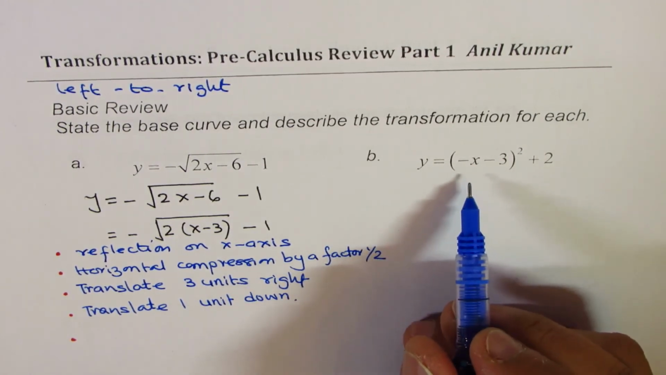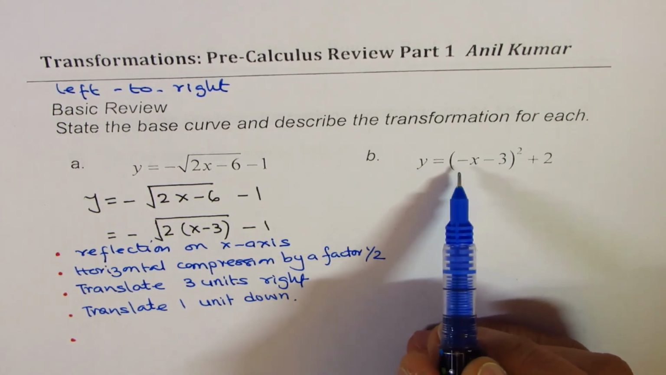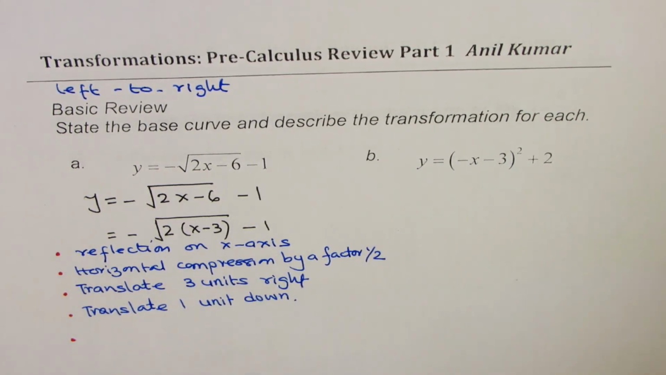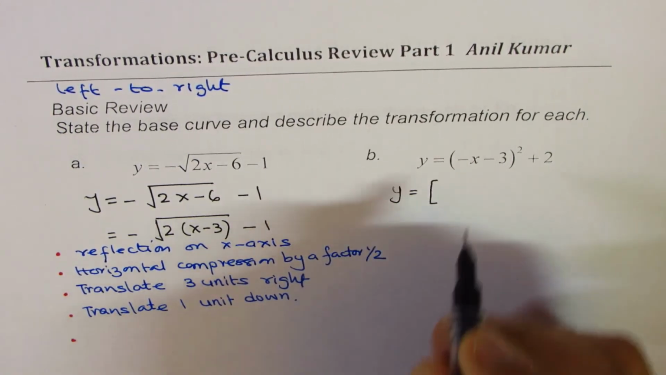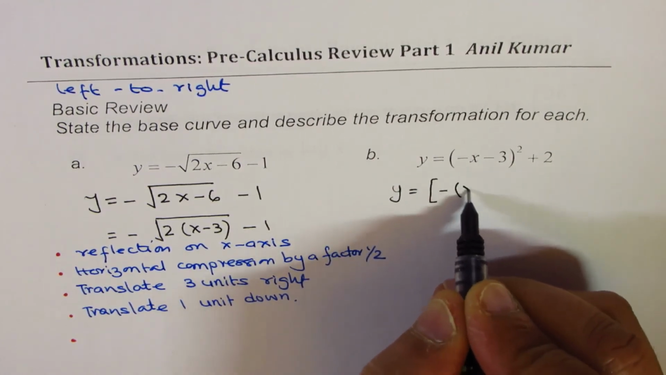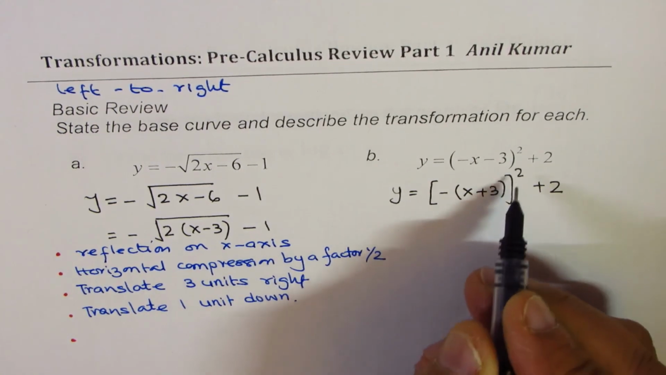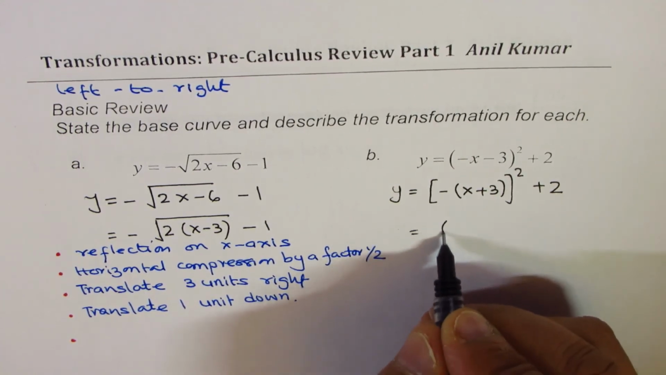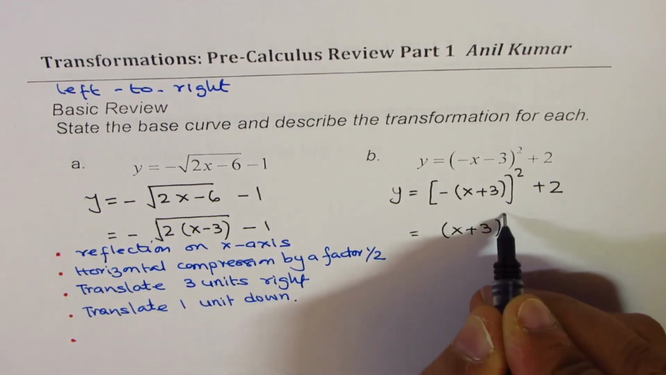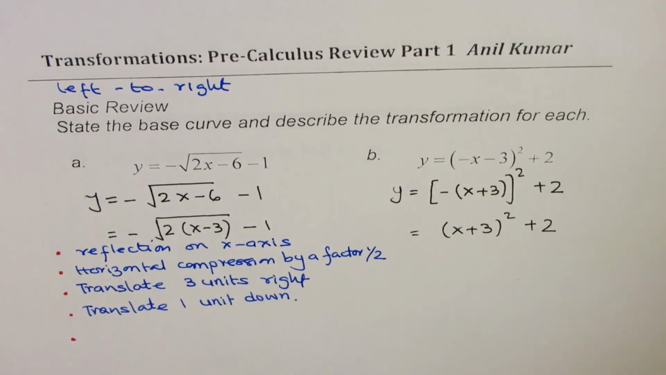Now let's look into the second function, which is kind of interesting. We have a parabola. y equals minus (x minus 3) whole square. Now, I could actually rewrite this function as, look here, I'm just taking minus common. In that case, I get minus (x plus 3) whole square plus 2. Now that square makes this negative as positive. So effectively, I get (x plus 3) whole square plus 2. Do you see that part? So both these negatives, they become positive.